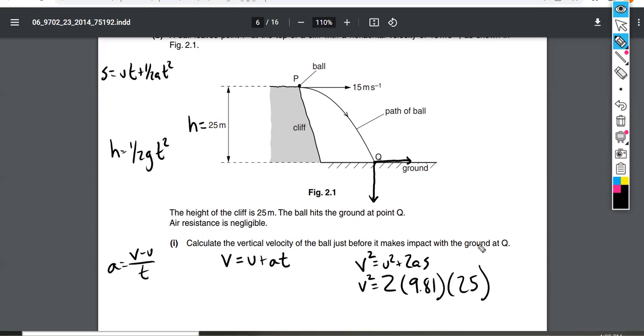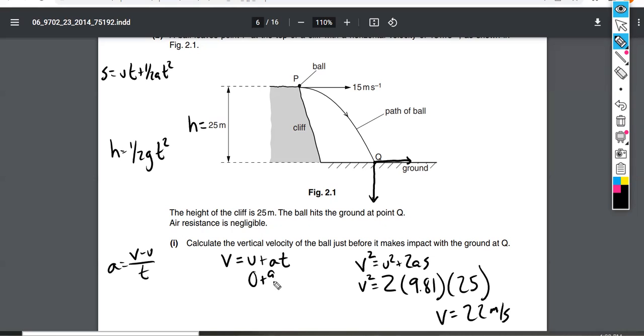So we end up getting, solving this for V, 22.15, you can just say 22 meters per second. So an object that falls 25 meters in Earth's gravity field is going to pick up 22 meters per second of velocity. So sort of solving it here. Let's see if this one would work too.